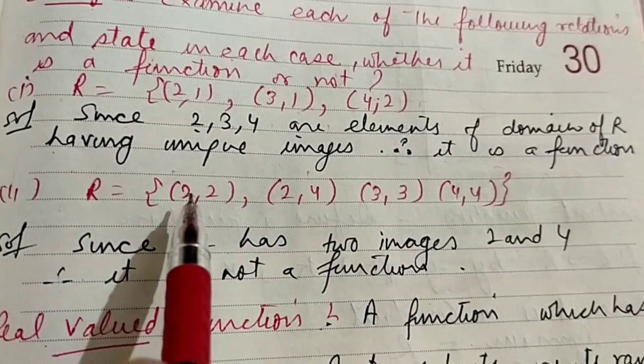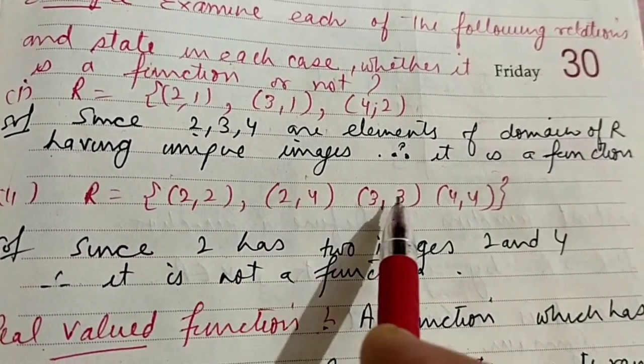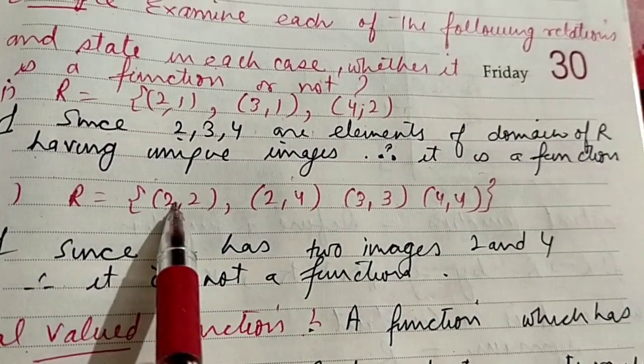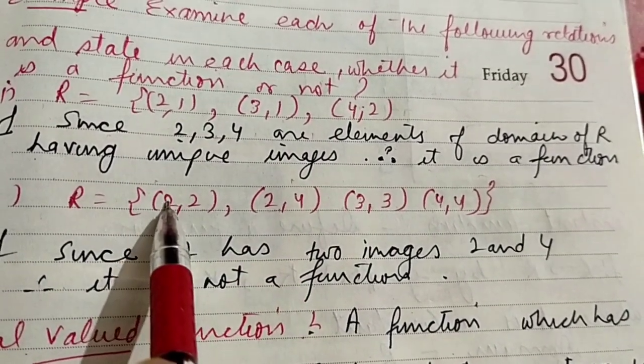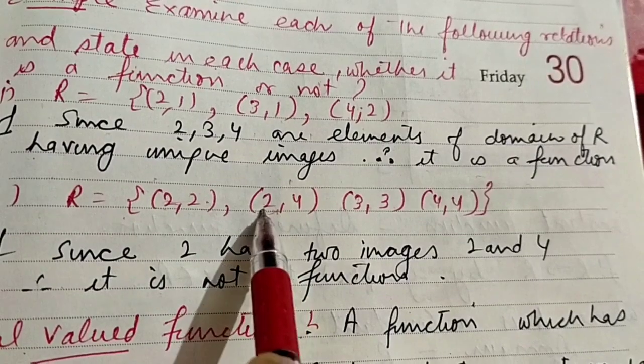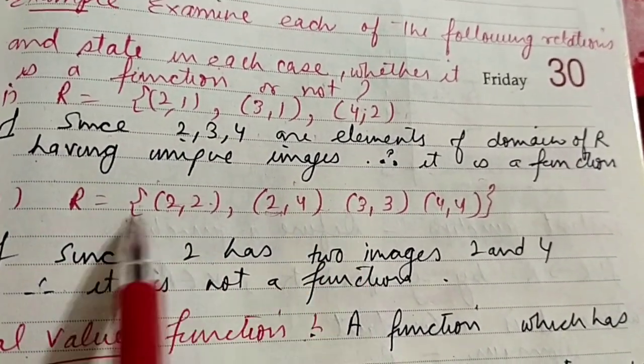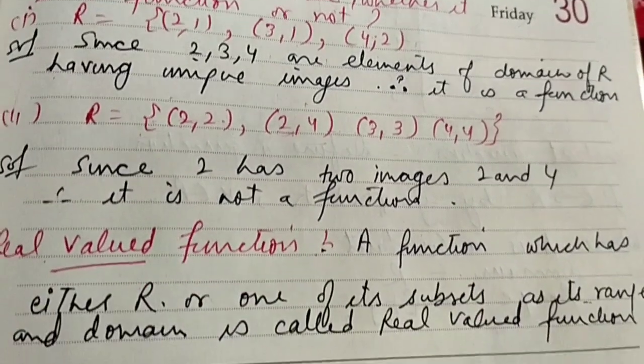Second part, (2, 2), (2, 4), (3, 3), (3, 4). Here you can see the element 2 has two images. 2 is related to 2, 2 is also related to 4. Therefore 2 has two images, it is not a function.